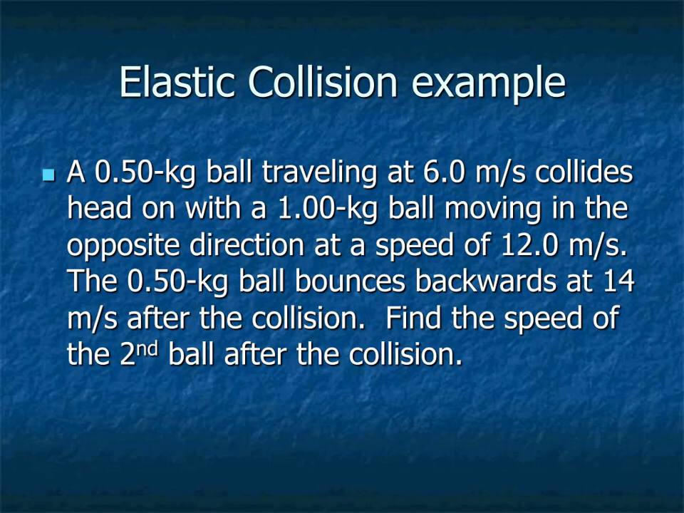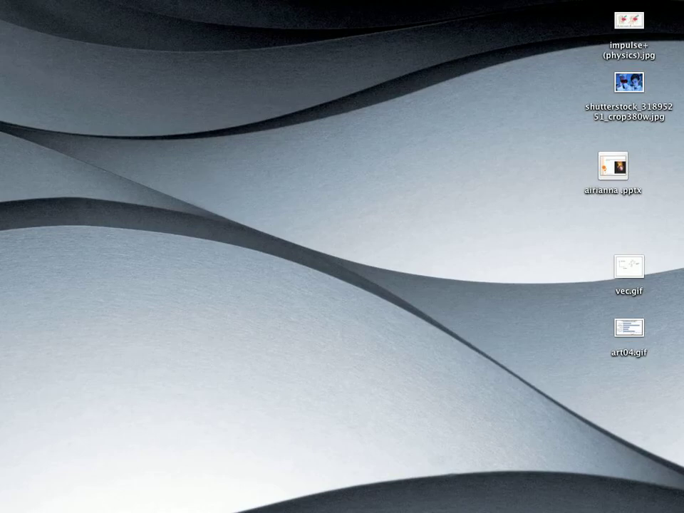For example, let's say we have a 0.5 kilogram ball traveling at 6.0 meters per second. It collides head-on with a 1.00 kilogram ball moving in the opposite direction at a speed of 12.0 meters per second. The first ball bounces backward at 14 meters per second after the collision. Find the speed of the second ball after the collision. So let's do this example together.